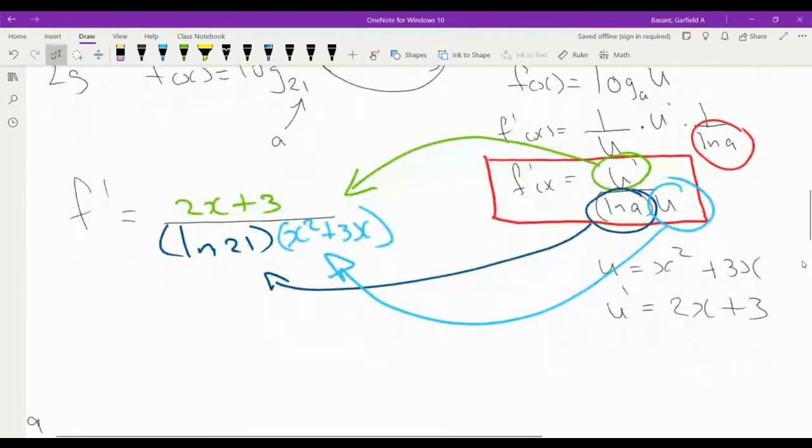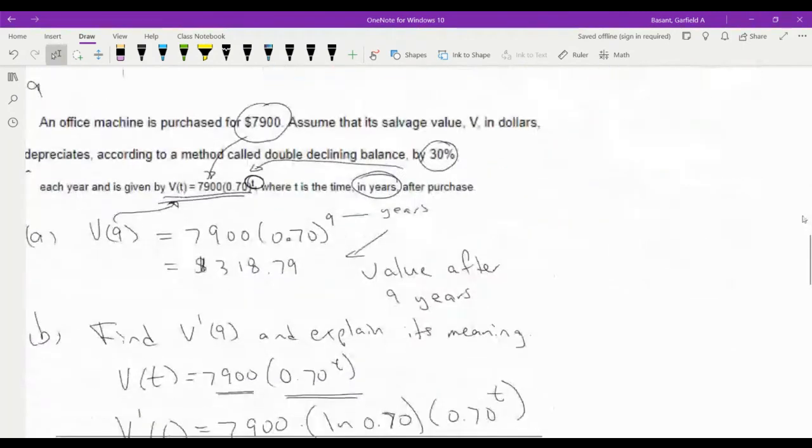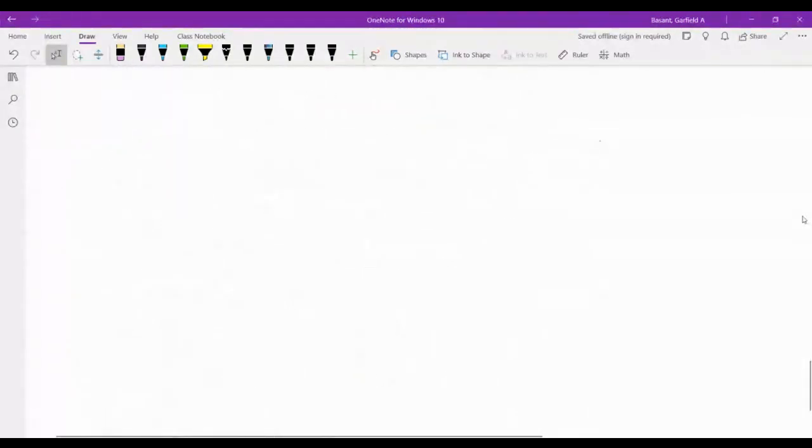You guys got that? I'm going to scroll down. Let me go past this problem, which we just did. This one is actually number 6 from MyMathLab.